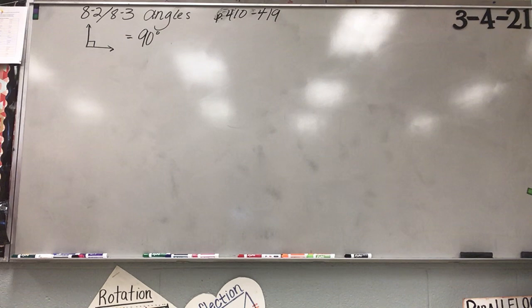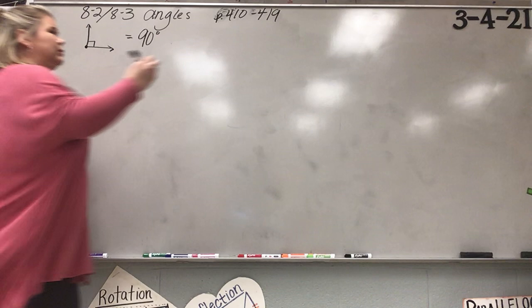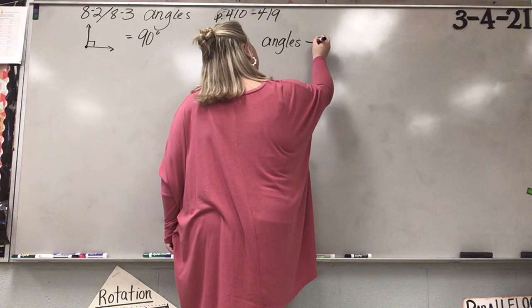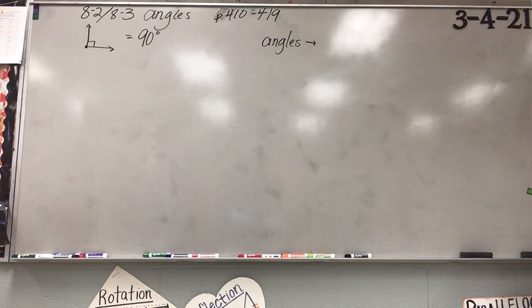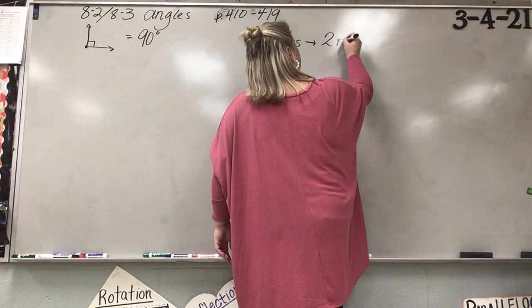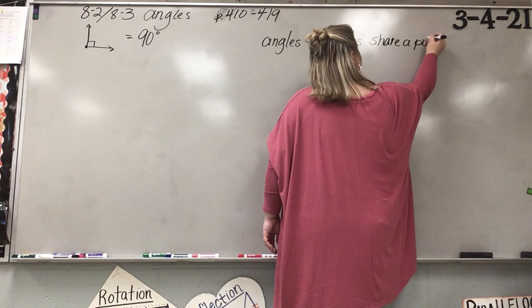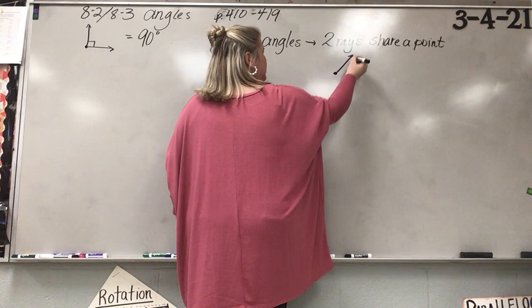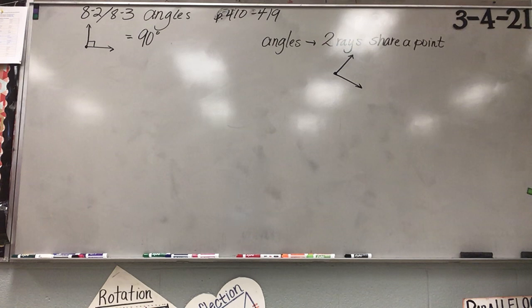Now, how do you make angles? How are angles made? Well, are they lines? It's formed by two rays. It is two rays that share a point. Two rays share a point.